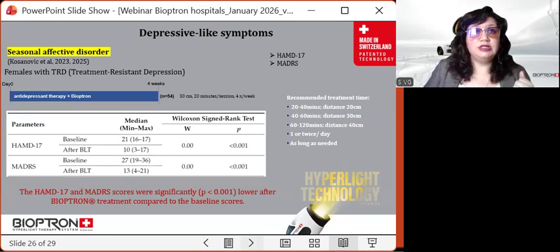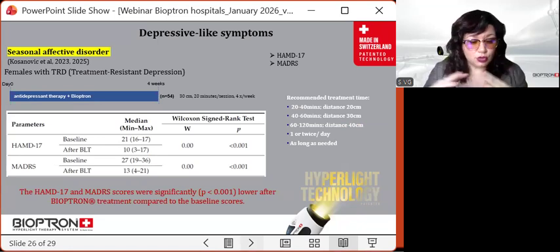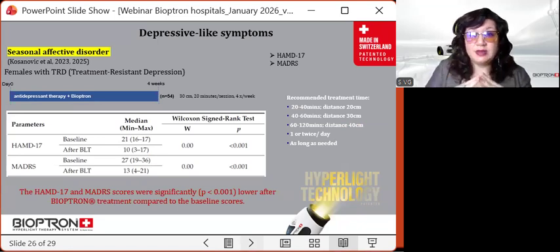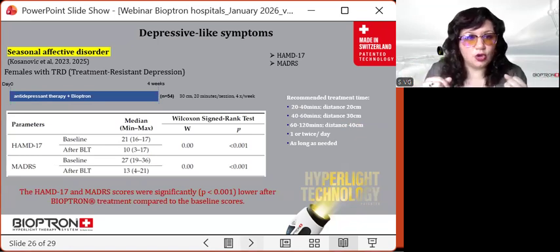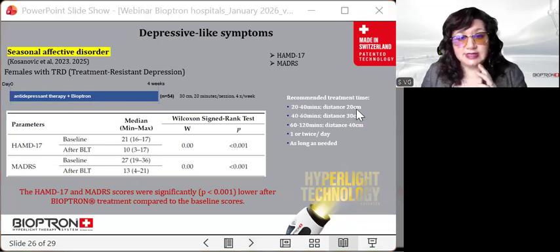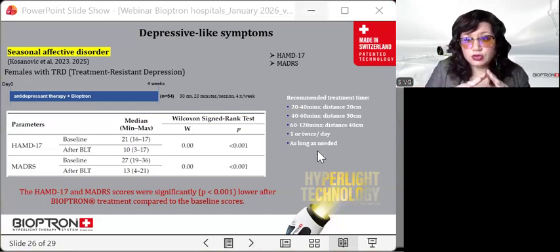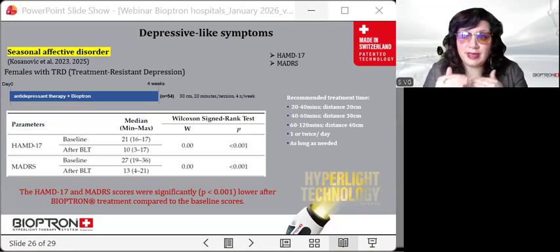And finally, when you are approaching these mental health institutions, that I think is the moment to go in hospitals or in institutions or in psychology, if there are cabinets of psychologists, we have proof that Bioptron decreases the depressive-like symptoms. You can use it in a different way, between 20 and 40 minutes at a distance of 20 centimeters, or then you can increase the distance, but increasing also the time, once or twice a day, for as long as needed. If they need to use it for 6 months or for 8 months, it's completely fine. There are no side effects and there is no dependency either.